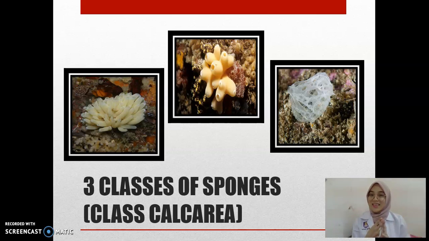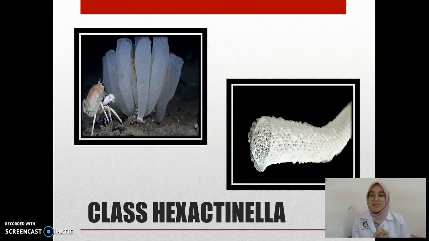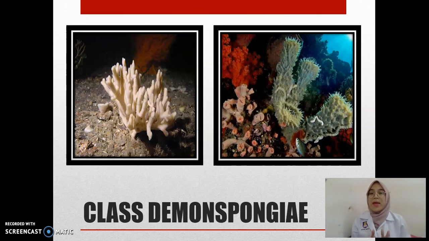The second one is class Hexactinellida, the glass sponges, with a skeleton made of six straight spicules containing silica. Body plans are asymmetrical but vary in shape from flat and grassy growth to balls, cups, vines or vases. And the third one is class Demospongiae, characterized by a variable skeleton made of silica or spongin, a fibrous protein material, or a combination of both.